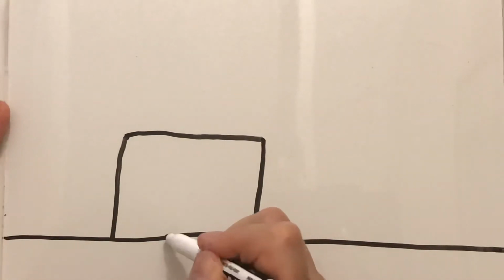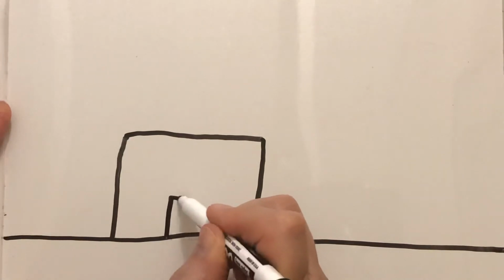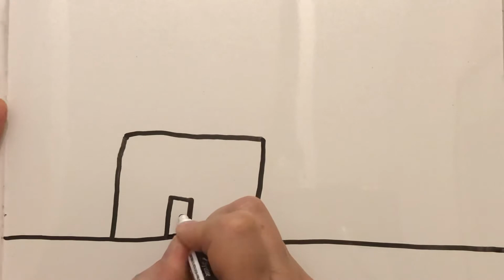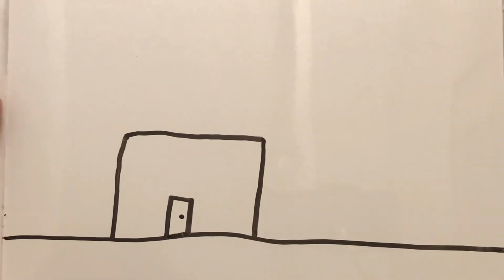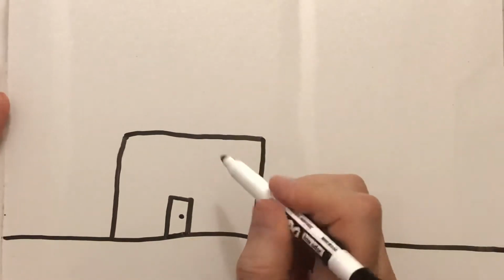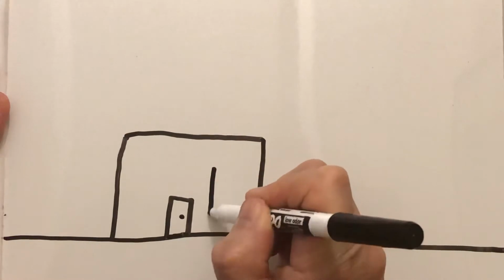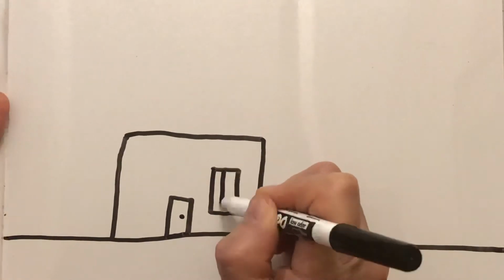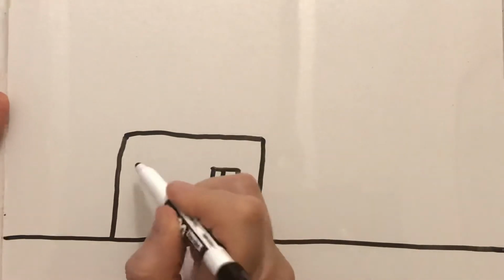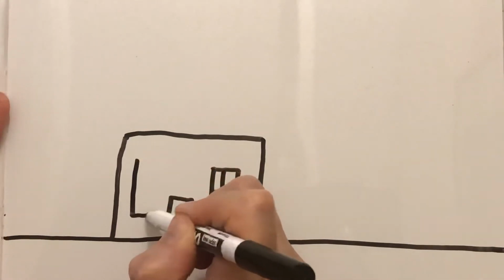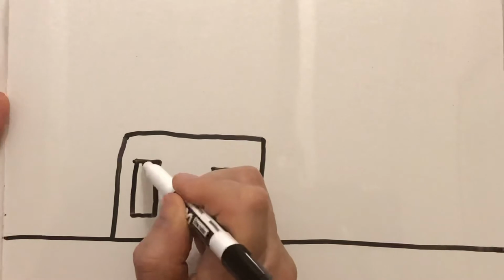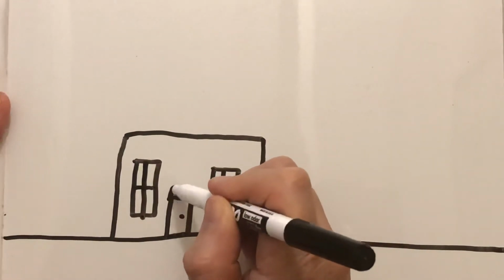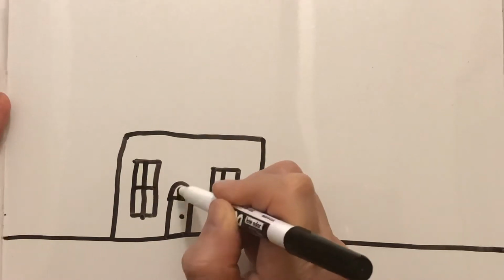And then the next thing I'm going to do is have another kind of little rectangle and a little handle, and that is my door. I'm going to add some windows with more rectangles. Your windows can be whatever shape you want them to be. And then I'm going to do a semicircle window.